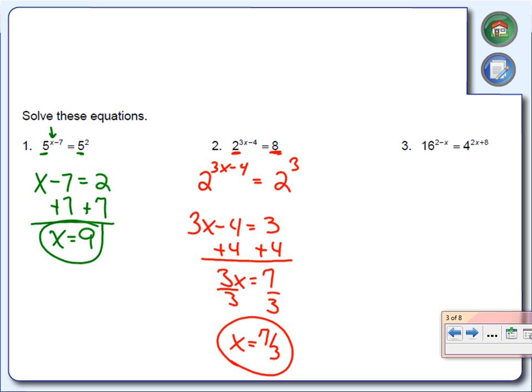So I had to do one little extra step, and that was to rewrite the 8 as a 2 to the third power. Because remember, you do have to have the same bases before you can set the exponents equal to each other. All right, so let's try the same thing on number 3. We're going to see if we can figure out a way to get the bases to be the same. Right now, here I have a base of 16. Here I have a base of 4. So somehow, I want those two bases to match up. So think about it. What can we do so that the bases are the same?